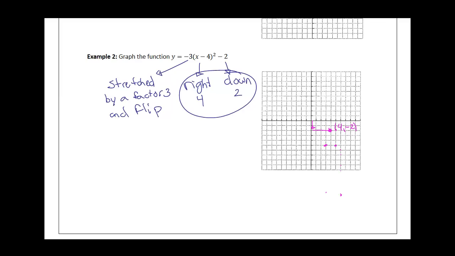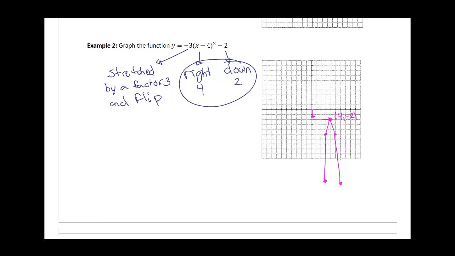Which is going to be somewhere way down here. So if we just kind of sketch this here, our graph would look something like this. That is being stretched by a factor of 3 in the downwards direction, with our vertex moved right 4 and down 2. Let's try one more example.